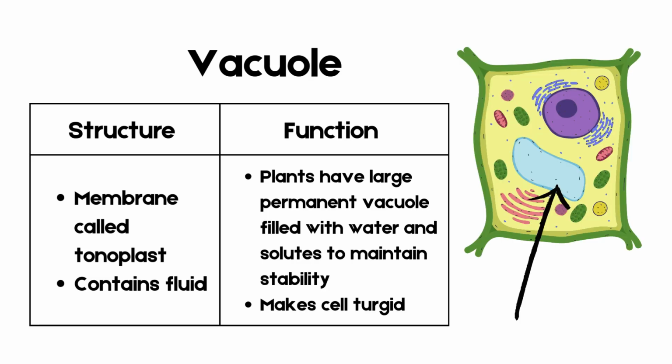The vacuole is a fluid-filled sac surrounded by a membrane called the tonoplast. It helps maintain turgor pressure, balances solute and water levels, and provides structural stability in plant cells.